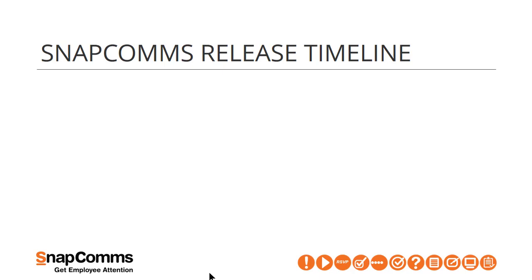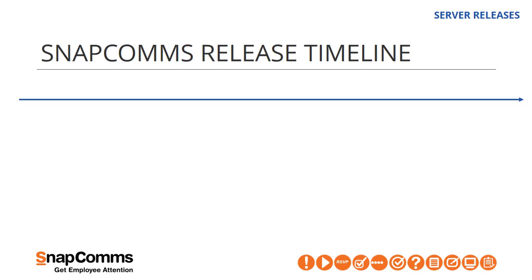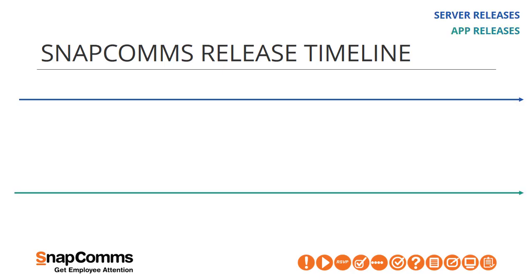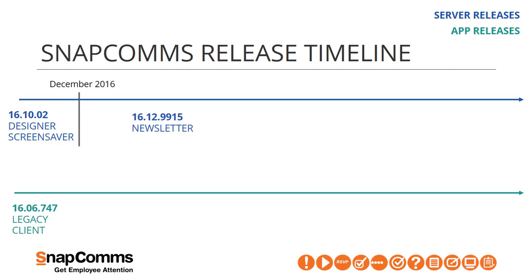This timeline shows how the releases have come together now in this important 18.4 release. The top blue timeline represents server release milestones, and the bottom aqua line shows the app releases. Let's start back in June 2016 when we had our legacy client, which supported all our old Snapcoms tools. The first interface change was the release of the designer screensaver in October 2016. This was followed in December 2016 with the release of the newsletter, which replaced the magazine tool. In January 2017, there was a major app release which changed the technology to a WebKit client, meaning we were no longer dependent on an Internet Explorer browser.